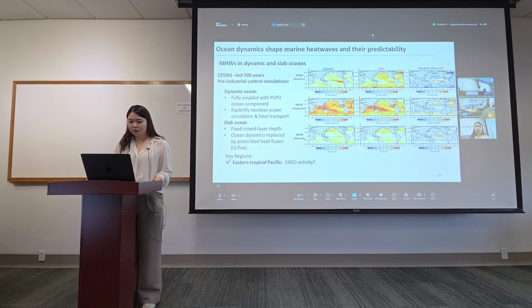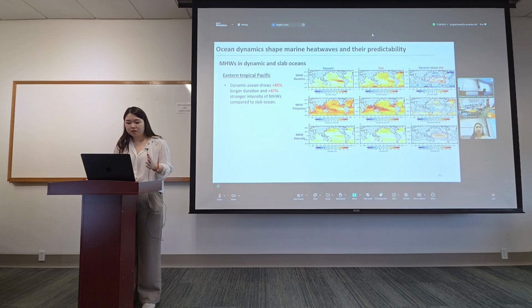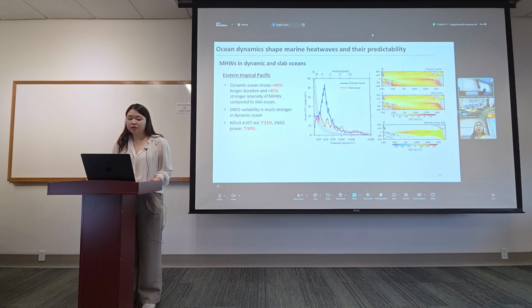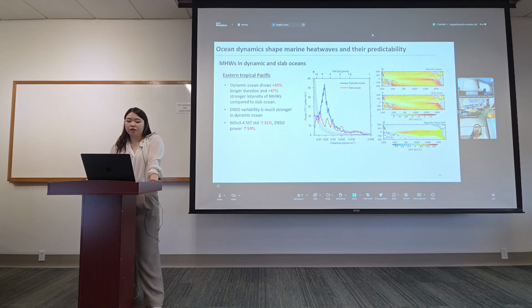If you look at the difference between the dynamic and the slab ocean, we can see that ocean dynamics can significantly promote marine heat wave intensity and duration in the Eastern Tropical Pacific. We all know that the Eastern Tropical Pacific is highly related to ENSO activity. In this region, the duration and intensity of marine heat waves increase by about 45% and 47% in the dynamic ocean compared to the slab ocean. And the Nino 3.4 SST variance and the ENSO power spectrum are also much stronger in the dynamic ocean compared to the slab ocean.